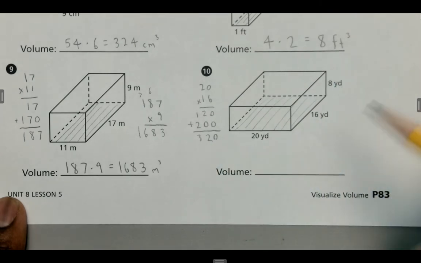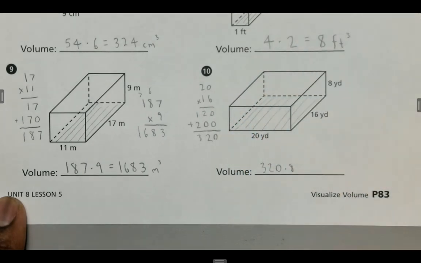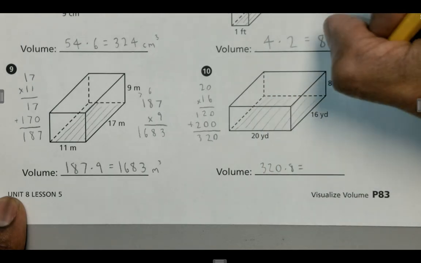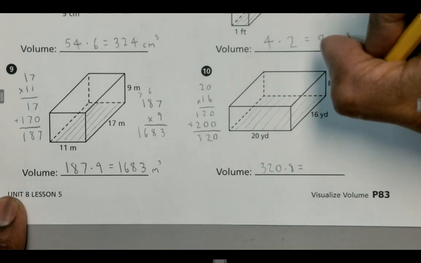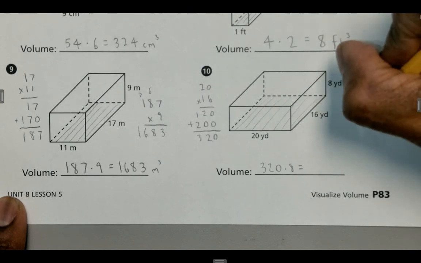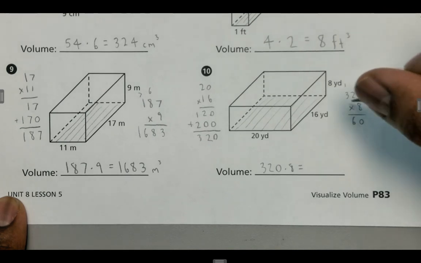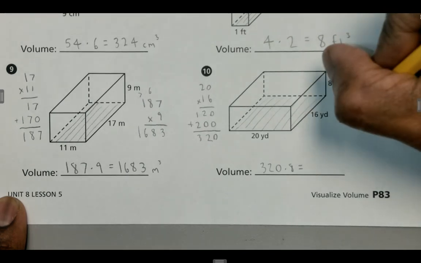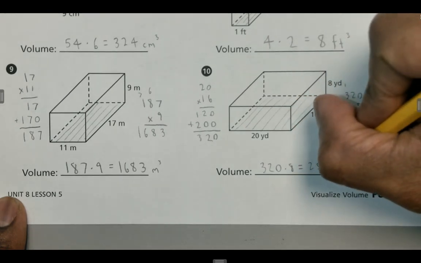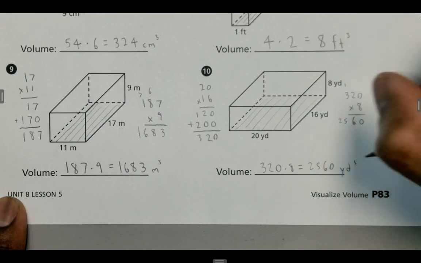We'll multiply that by the height to get our volume. 320 times 8. So 8 times 0 is 0. 8 times 2 is 16. 6 comes down, 1 gets carried. 8 times 3 is 24, plus the 1 is 25. Final answer of 2,560 cubic yards.